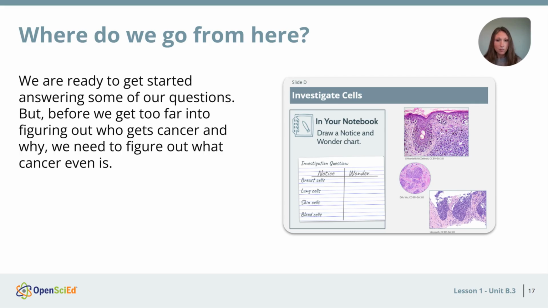By the end of Lesson 1, students have explored and made sense of information about cancer. They have identified questions that they need to investigate in order to better understand who gets cancer and why. However, before understanding who gets cancer and why, we need to understand what cancer even is. So in Lesson 2, we investigate what cancer is and start to figure out how cancer cells differ from non-cancer cells.